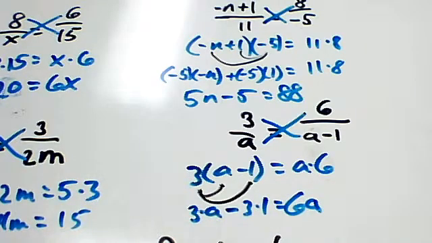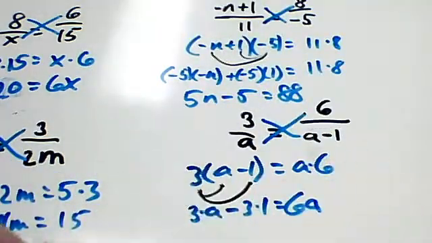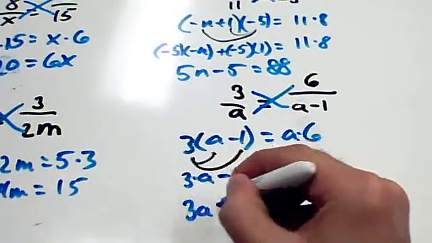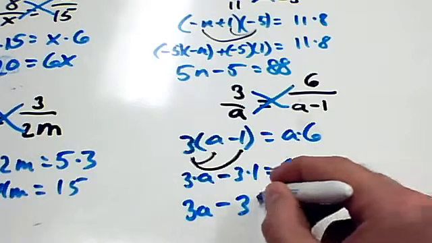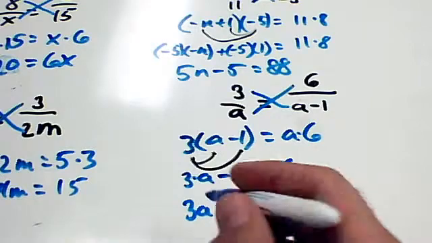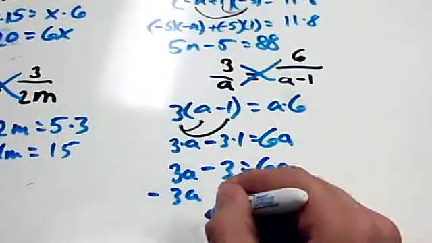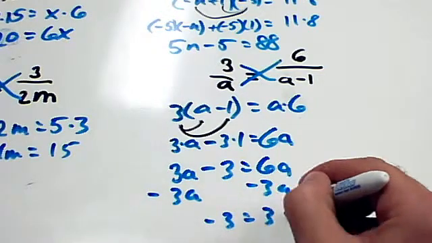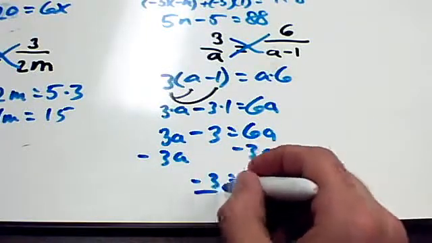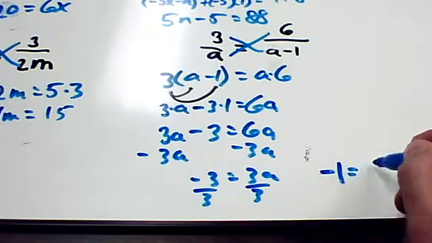Okay? In which case, if we simplify that even further, 3 times a is just 3a, minus 3 times 1 is just 3, equals 6a. And then you can solve from there. Okay? Subtract 3 on both sides, 3a on both sides, and you get negative 3 is equal to 3a. And then divide both sides by 3. And you get negative 1 is equal to a.